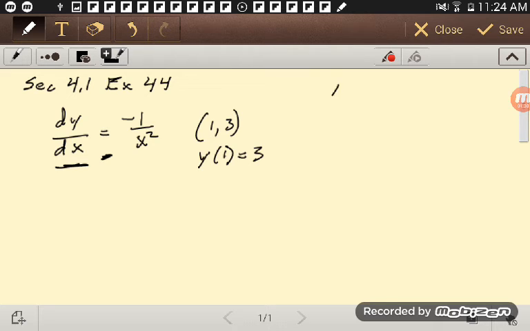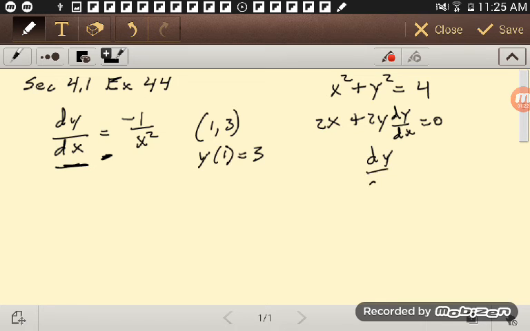For instance, remember we did implicit differentiation, and suppose we had a circle of radius 2 like this, and we took the derivative implicitly. We got 2x plus 2y dy/dx equals 0, and if we solve for dy/dx, we get a differential equation that is minus x over y. So that's implicit because it involves the function y, and so it makes things much, much harder to deal with.